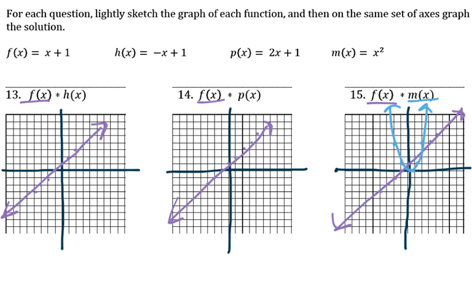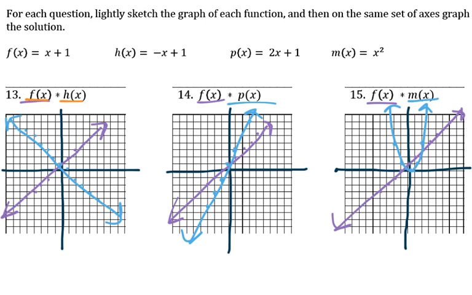Okay, p of x would look like that. And h of x would go in that opposite direction. So okay, now we're thinking about multiplication. So how's that going to change things? So f of x times h of x.